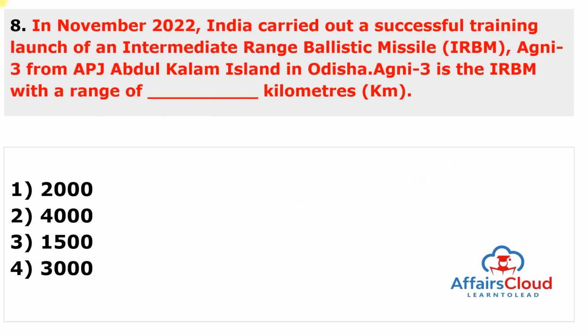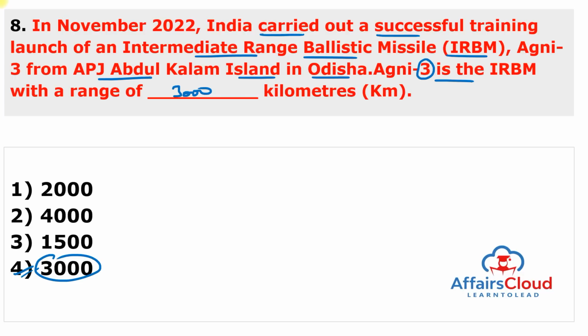Moving to next question. In November 2022, India carried out a successful training launch of an intermediate range ballistic missile or IRBM Agni 3 from the APJ Abdul Kalam Island in Odisha. Agni 3 is IRBM with a range of dash kilometers. So it is Agni 3 and range is 3000 kilometers. So answer of this question is 4.